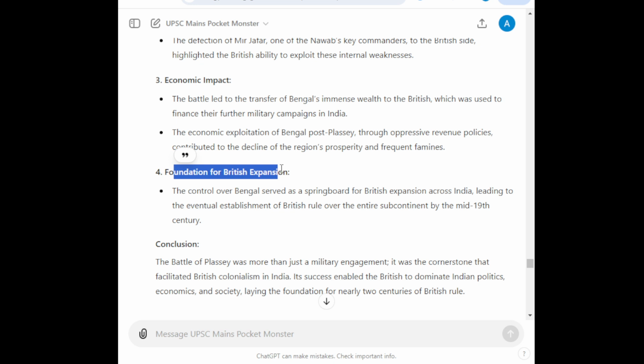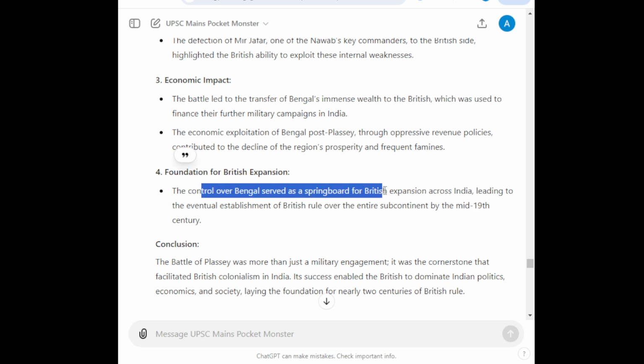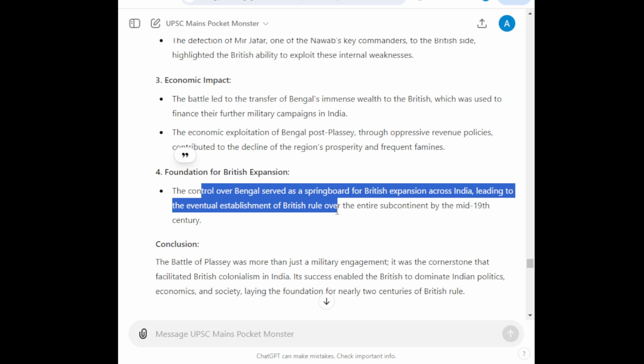And also the Indian military tactics and Indian people warfare strategy. This was exposed to the British, and their internal problems were clearly seen as the easy places to attack. Foundation for British expansion, the control over Bengal served as a springboard for British expansion across India, leading to eventual establishment of British rule over the entire subcontinent by the mid 19th century. Foundation of British expansion, alright.